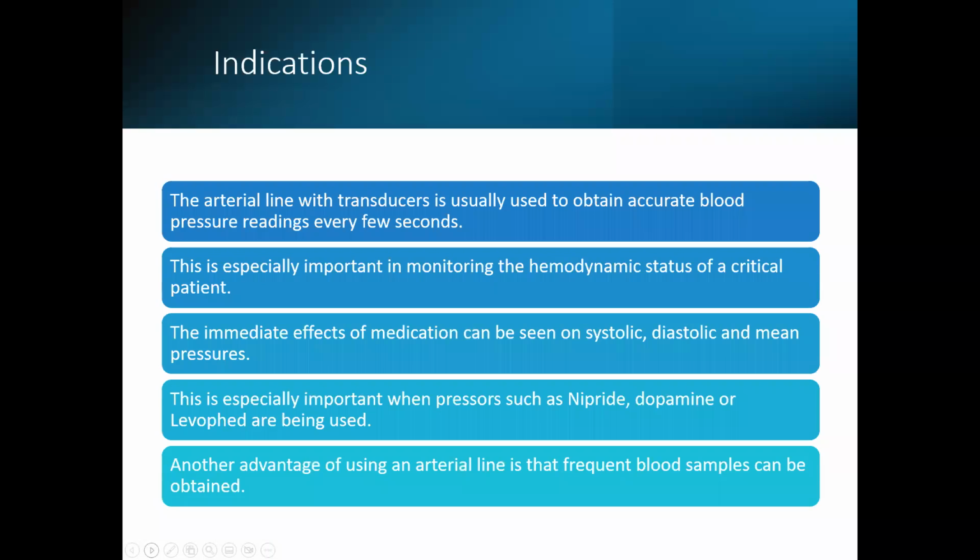Indications for arterial lines with transducers are usually to obtain accurate blood pressure readings every few seconds. So think of it as ongoing. This is especially important in monitoring the hemodynamic status of critically ill patients. The immediate effects of medication can be seen on systolic, diastolic, and mean pressures. Patients are given fluid, they're given medications, what impact did that have, et cetera. Especially important when pressors or vasopressors, including Levophed, but not only, are being used.